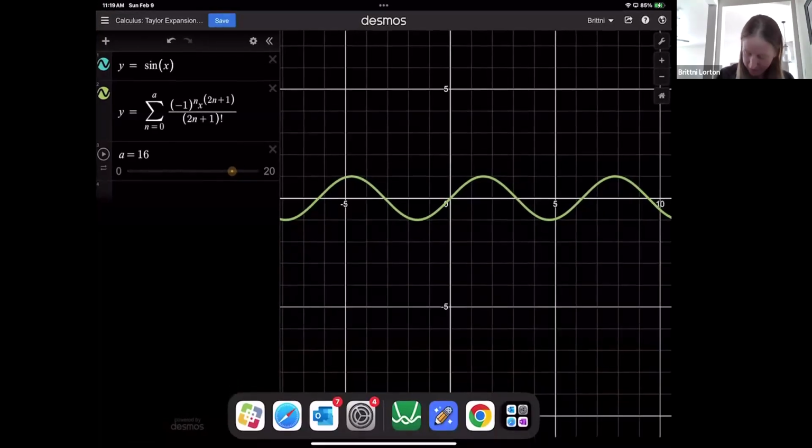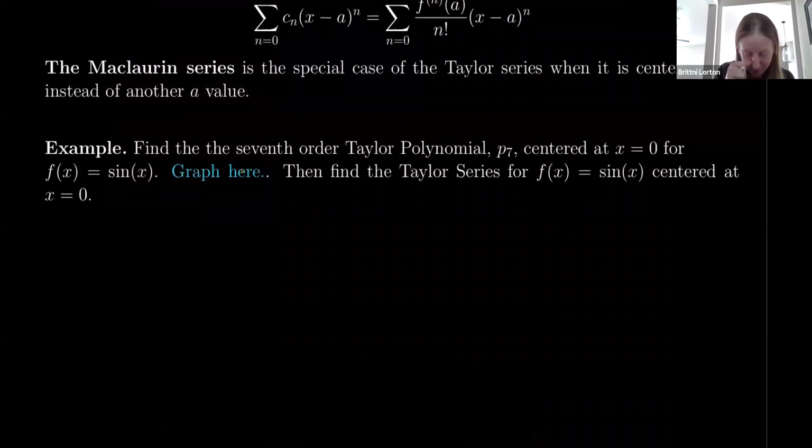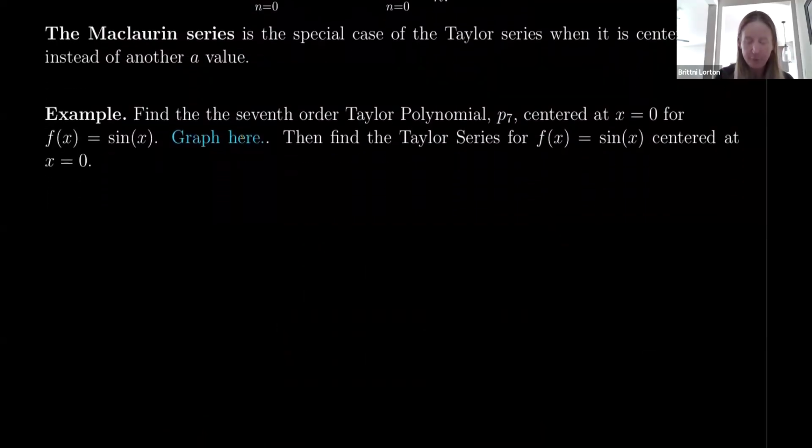Okay, now let's practice with some examples. So find the 7th order Taylor polynomial, we'll call it p sub 7, centered at x equals 0, which makes it a Maclaurin polynomial, but we can still call it Taylor, that's fine, for this function f of x equals sine of x. Then find the Taylor series for this entire function centered at 0, which would be the Maclaurin series. Here's how we do it.